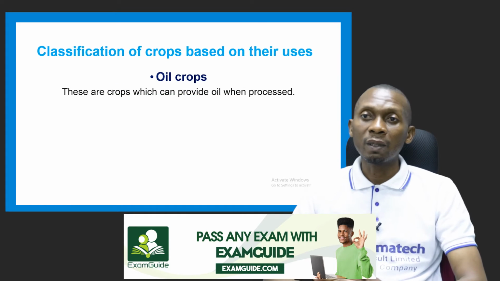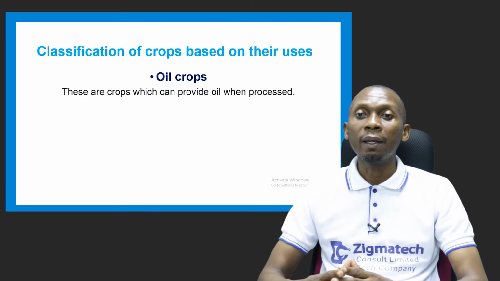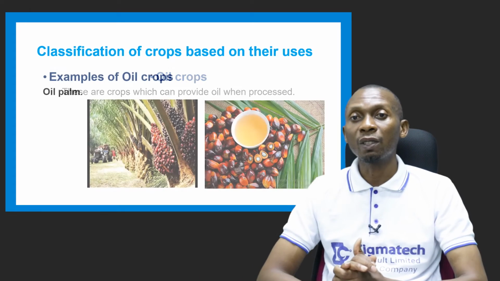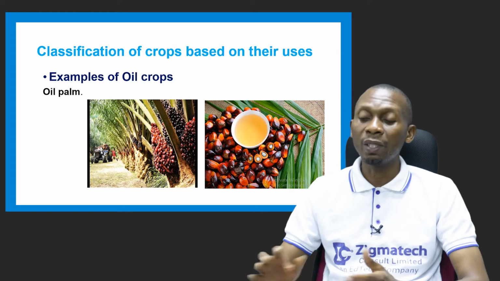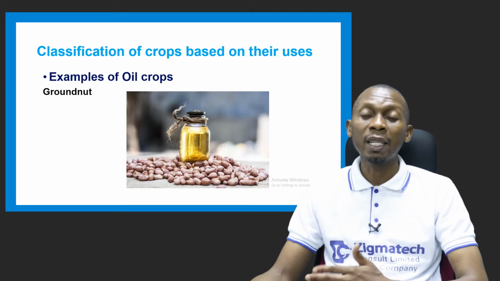We also have crops that are referred to as oil crops. Based on their use, they help to provide us with oil when they are processed. Examples of such crops are oil palm, Elaeis guineensis, which is the botanical name. We have groundnut, Arachis hypogaea.